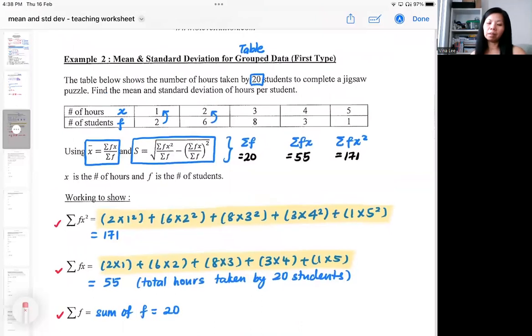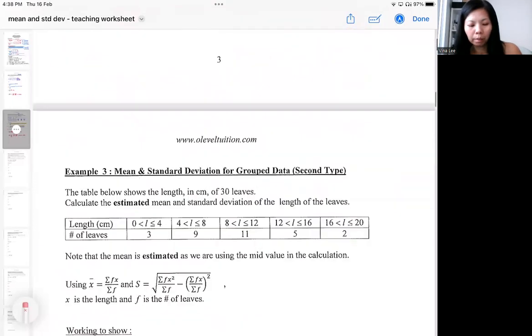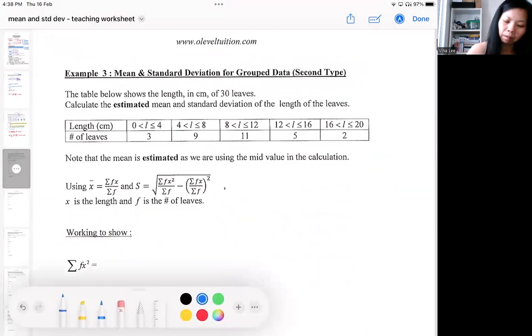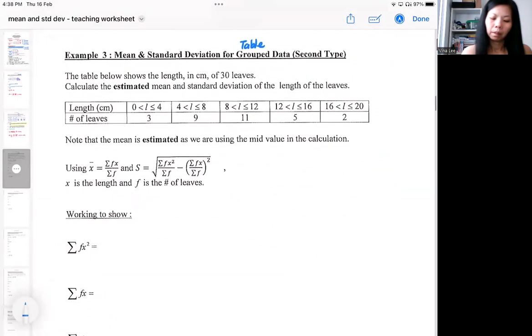Okay, so that is the calculation. Just now when I started this example, I mentioned that for table data, there are two types. This type is the accurate table data. Accurate because I can tell that 2 students take 1 hour each, 6 students take 2 hours each. The next one is the not accurate table data. It is also table data, but it's not so accurate, so it is only an estimate.